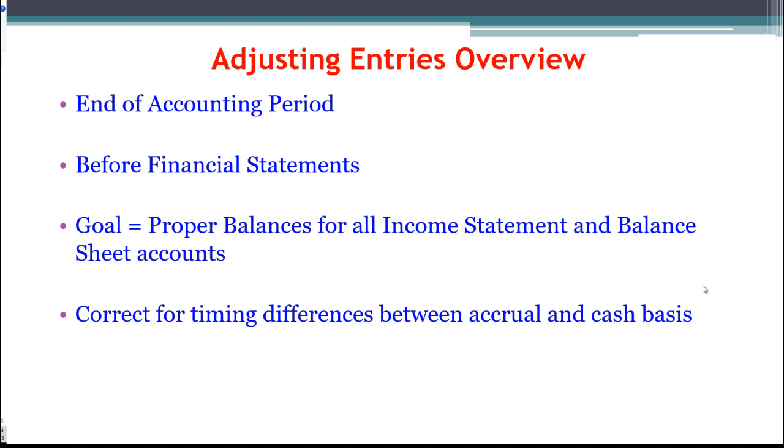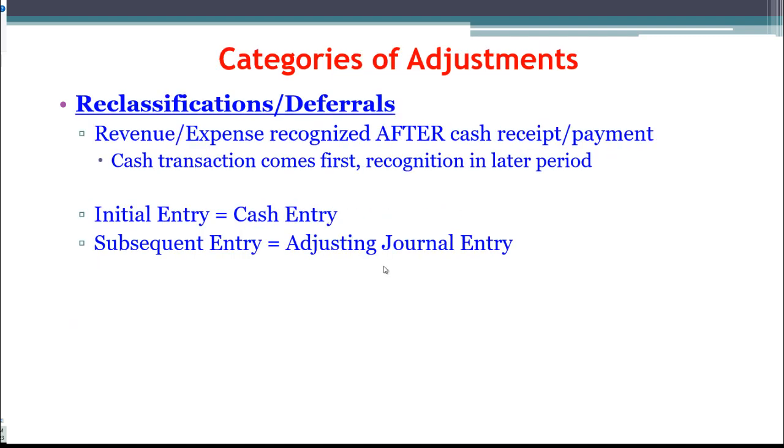Now, as we've discussed in previous videos, the goal of these adjusting entries is to correct for any timing differences that have occurred because of the difference between the accrual and the cash basis of accounting. The ones we're talking about today, however, are the reclassifications or deferrals. The revenue or expense recognition under the accrual basis of accounting occurs after the cash receipt or payment. So the initial entry here is going to be a cash entry, and then later on in the subsequent entry, we're going to have the actual adjusting entry to reflect the revenue or expense.